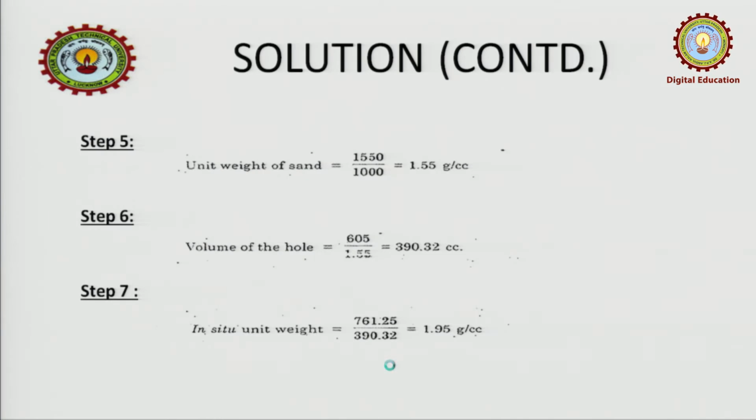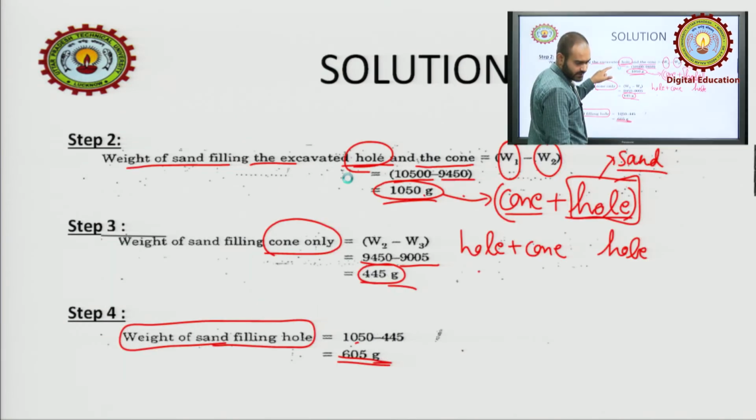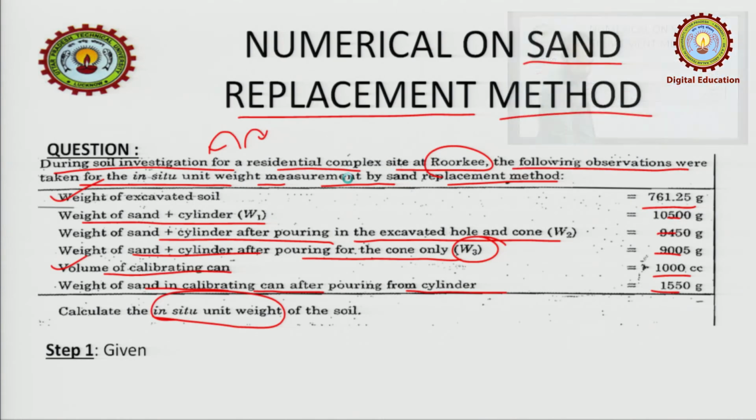Now the unit weight of sand. For the unit weight of sand, what do we want? This is the volume of the can. You can see here the weight of the sand in the calibrating can after pouring is given to us, and the volume of that calibrating can is also given to us. So we can just divide W by V to get the sand's unit weight.